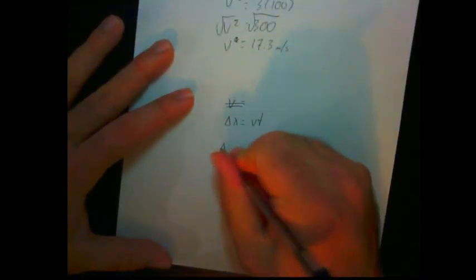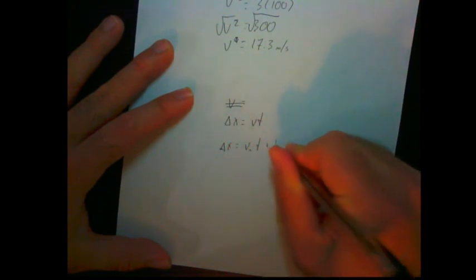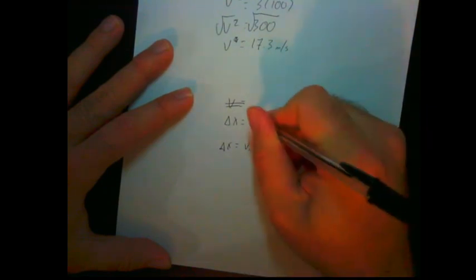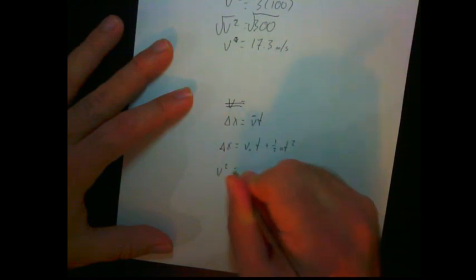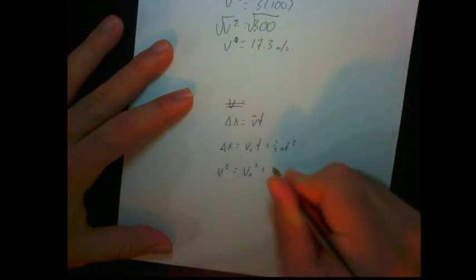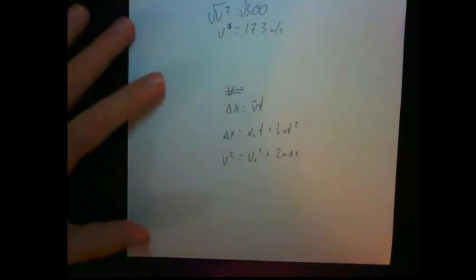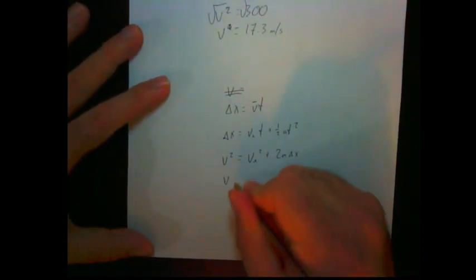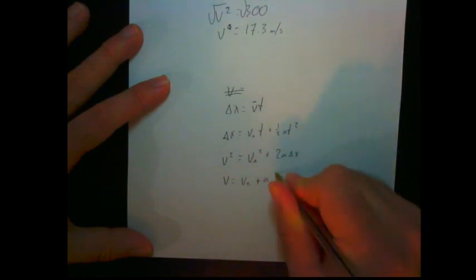Delta x equals vt. Delta x equals vi t plus 1/2 at squared. I'm actually going to make this average. And then v squared equals vi squared plus 2a delta x. There's one more. V equals vi plus at.